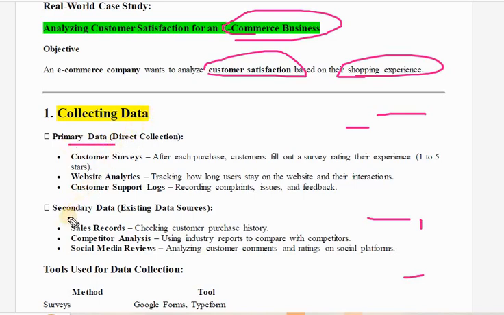primary data and secondary data. Primary data means it takes the information directly from the customers. Secondary means it takes it through a third party. For primary data, it's customer surveys, website analytics, and customer support logs. For secondary data, like competitor analysis, there will be a separate company which takes all the data and maintains it. If we take the data from them, it becomes secondary data. So this is the case study we are doing.